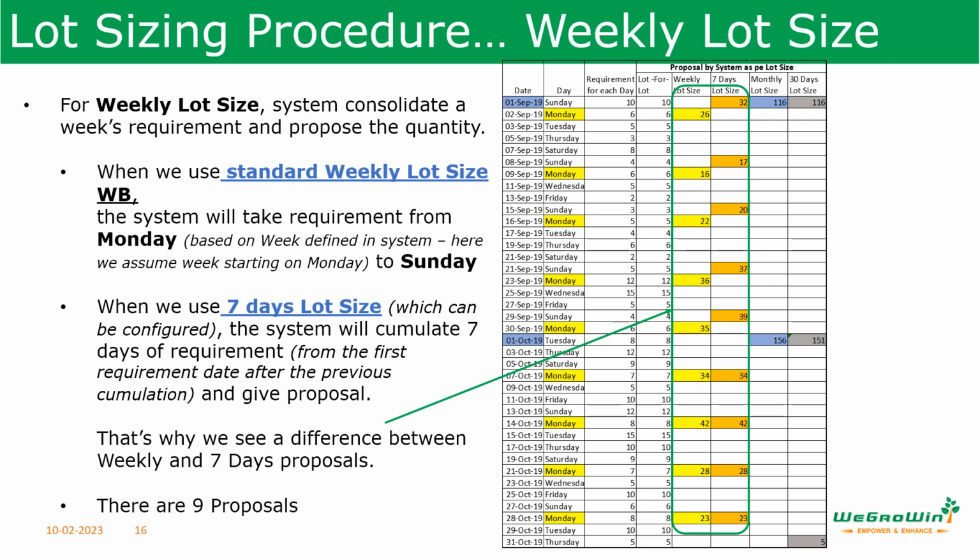Seven days means the system will consider the requirement from one day, and then for 7 days from that day, it will take the requirement. After that, if there is a gap of 2-3 days, it will not consider anything. But when the next requirement comes, from there again it will take the requirements of 7 days, and it goes on like that.